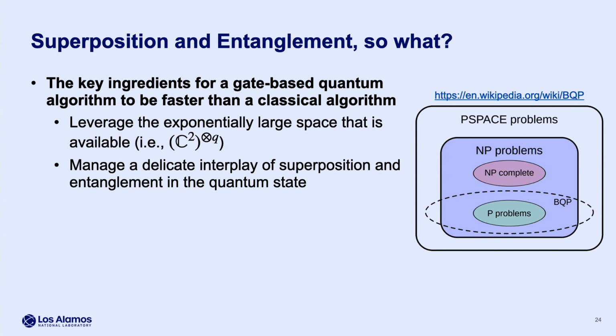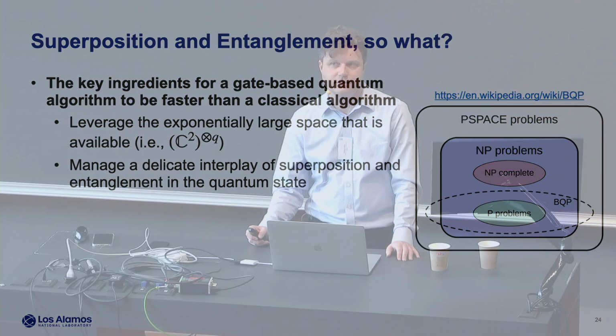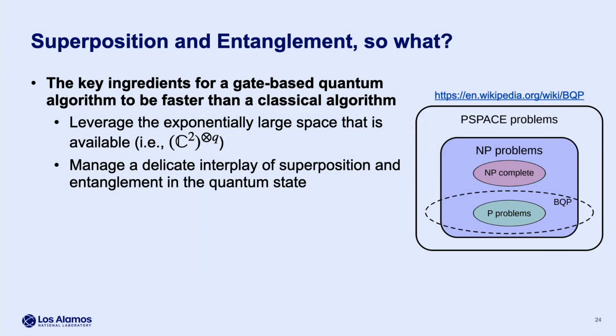So those are the ideas of superposition and entanglement. So how can a gate-based algorithm be faster than a classical computer algorithm? I'm showing on the right the picture of the complexity classes of computation. Essentially, the key thing that a quantum computer gets you that other computers don't is this huge amount of space to work with, right? So we have a vector that's exponentially large in the number of qubits.